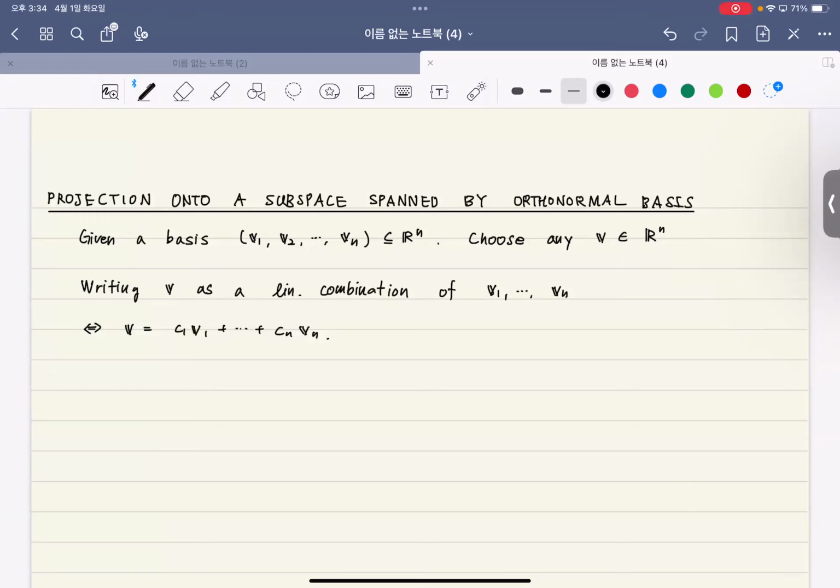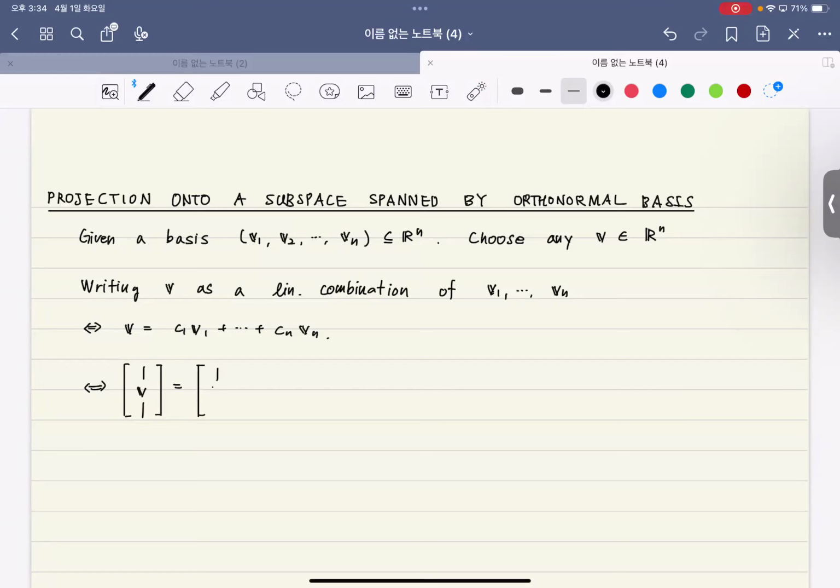So now, how do we find such coefficients C1 to Cn? Using matrices, this equation can be rephrased as V equals the matrix with columns V1 to Vn, times the vector C1 to Cn.